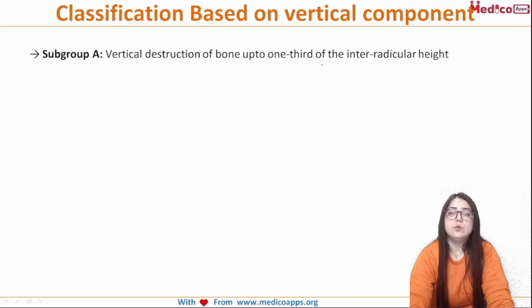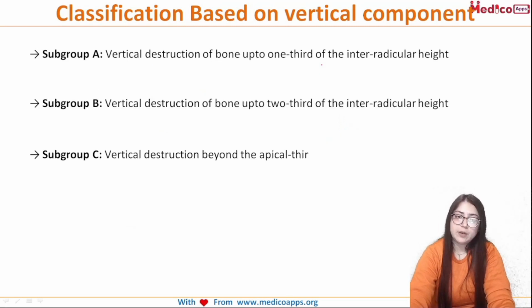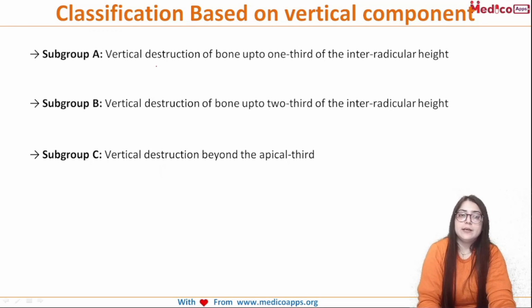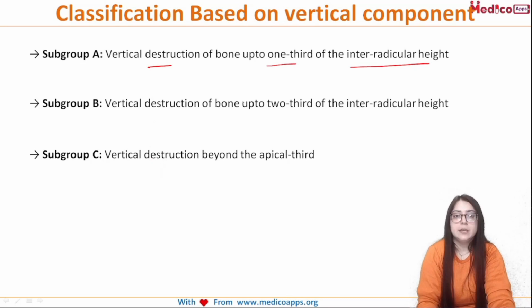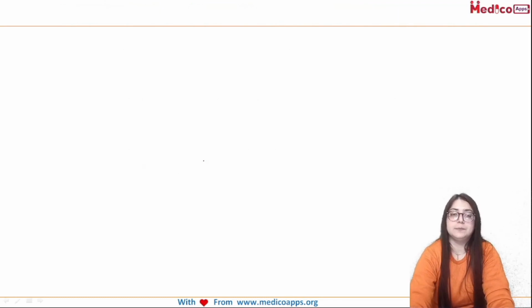Then coming on to the vertical component. Based upon the vertical component, there are 3 divisions. Subgroup A, vertical destruction of bone up to 1/3 of the interradicular height. Subgroup B, vertical destruction of bone up to 2/3 of the interradicular height. And group C is vertical destruction beyond the apical third.